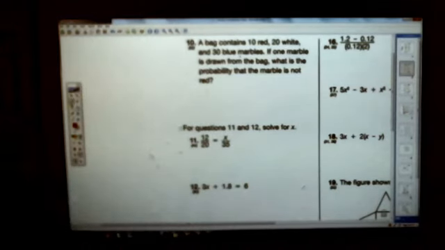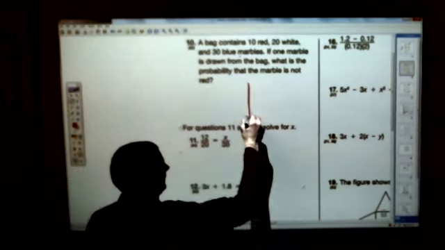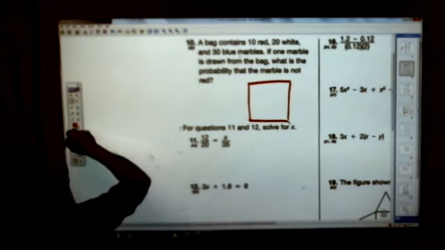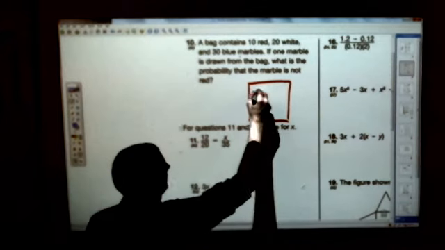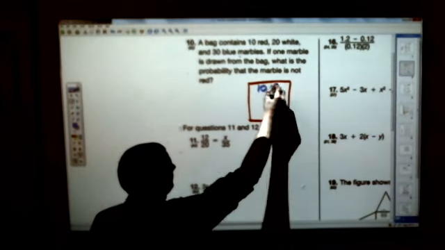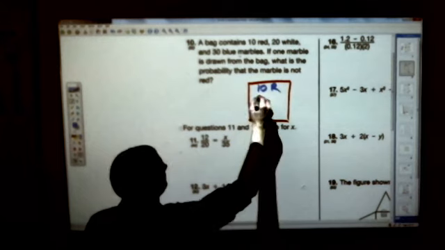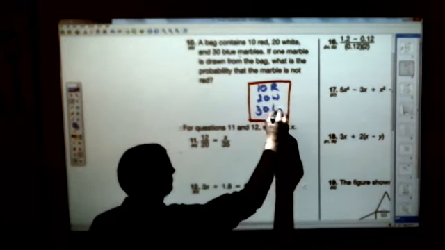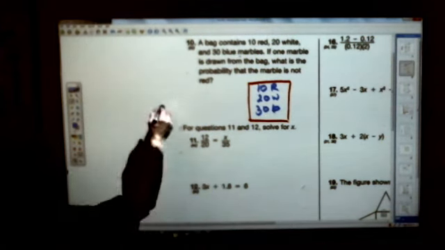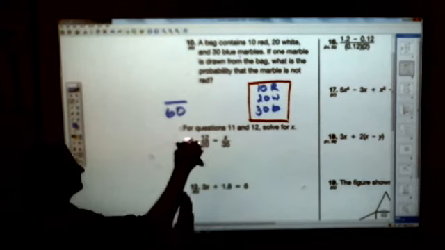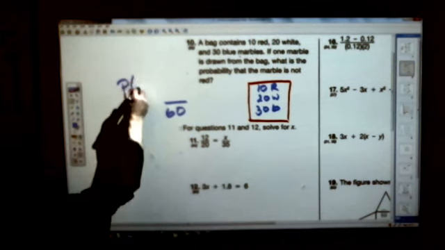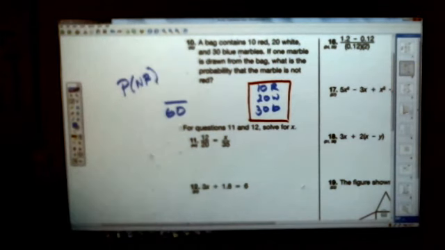Ethan, did you draw the little bag? Probably not. Yeah. Probably not, but let's do that. In the little bag, what do we have? We have 10 red. We have 20 whites. I won't spare you the agony of watching you draw those. And 30 blue. How many total marbles is that? 60. 60. And I want the probability that a marble is not red. Probability of not red marbles.